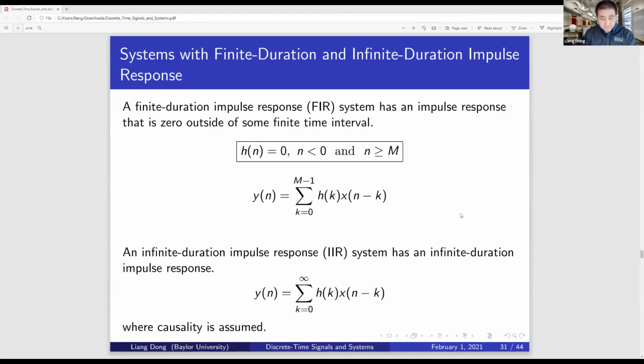Now, I'm going to continue with what we had last time on signals and systems, digital signals and digital systems. We have seen the importance of an impulse response. So what is an impulse response? It is the response of my system to an impulse function.